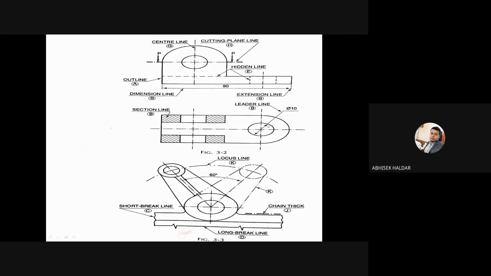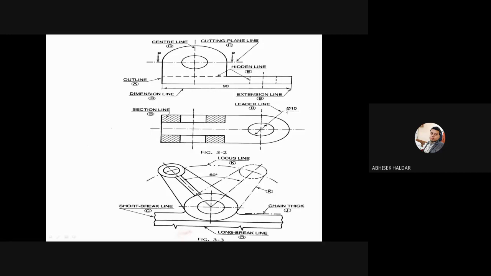Extend that line straight by using your scale outside the object. Take it outside the object. Then you draw a small horizontal line like this, above which you have to write the diameter. What is written over here? Phi 10. Phi stands for the diameter.